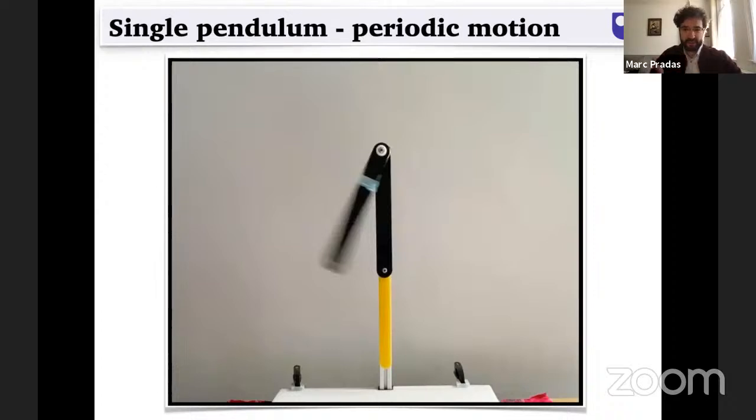It's very easy to predict because if it's on the left, we know that it's going to go to the right, and so on and so on.